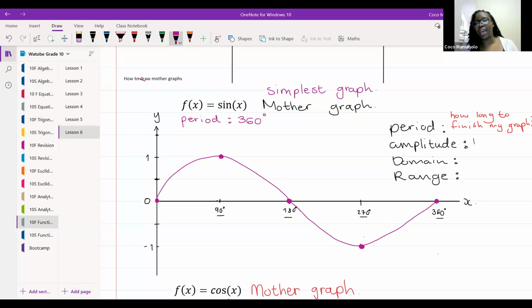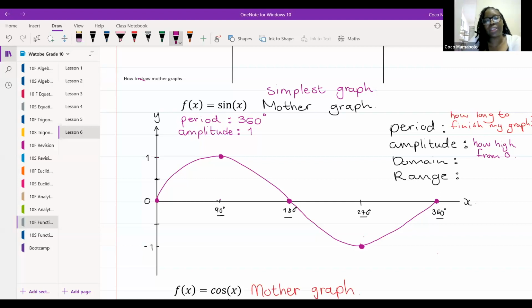Okay, my amplitude means how high. How high from 0. So from here to there, that's my highest point. Do you guys agree with me? My highest point is 1. So the amplitude of my graph is 1. That's the amplitude of my graph. How high from 0 does my graph go up? 1. So my amplitude is 1.